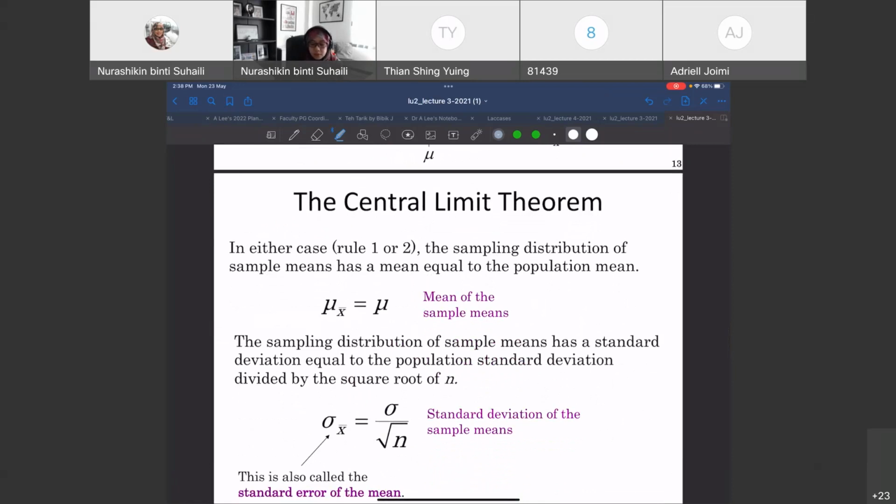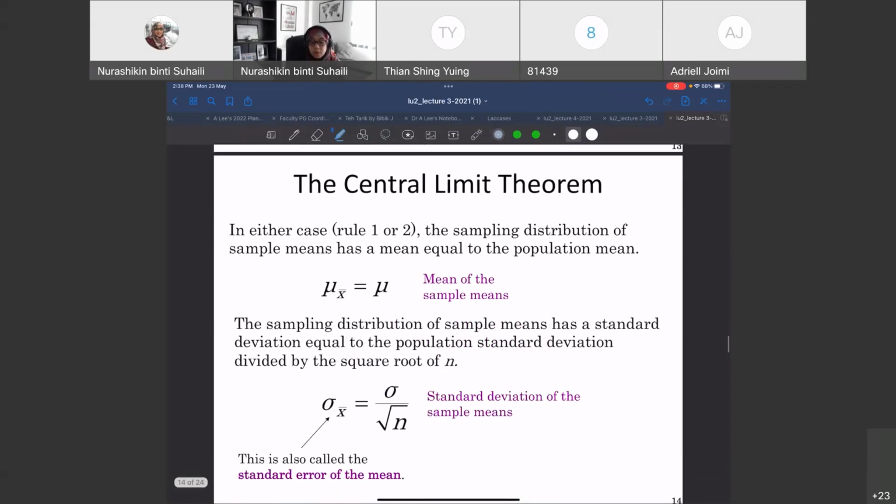In either case, rule 1 or rule 2, what you can assume is that the sampling distribution of the sample means has a mean equal to the population mean. This is information you have to remember. And the standard deviation of the sample means will be equal to the standard deviation of the population divided by the square root of n. The standard deviation of the sample means is also called the standard error of the mean.